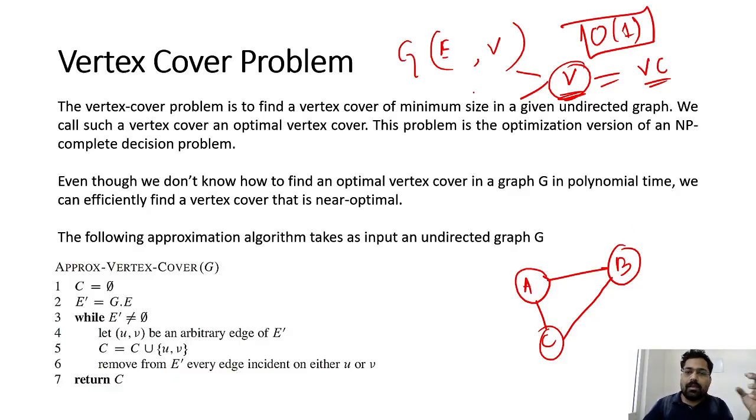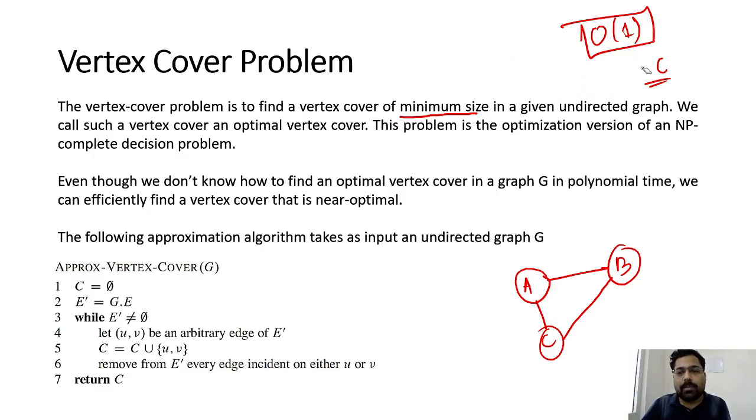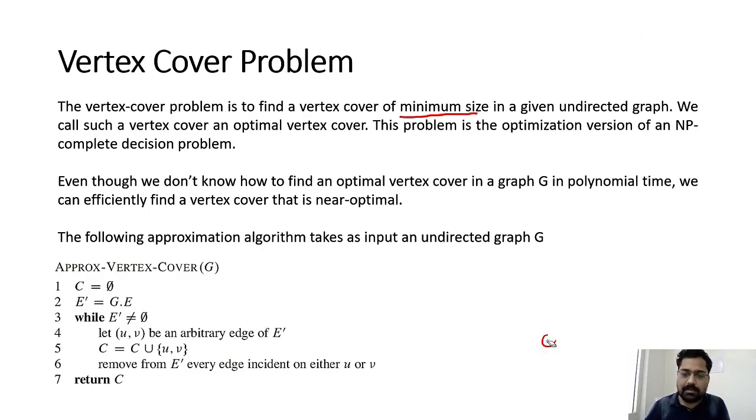Considering the total set could be a maximum vertex cover, but this is not our target. Our target is the minimum size. How to define the minimum number of vertices to be considered as a part of the vertex cover is our target. Minimum vertex cover, I must write that here.